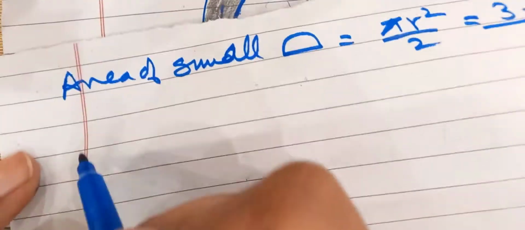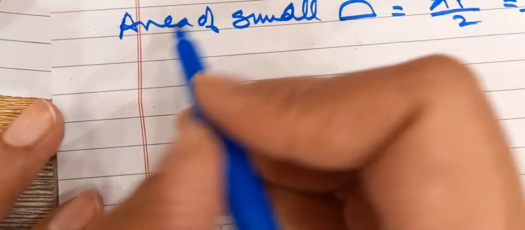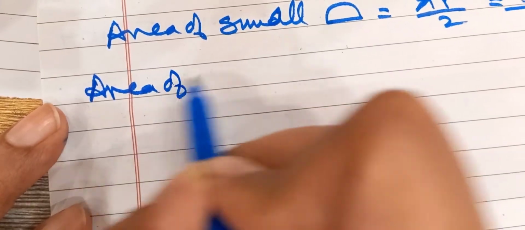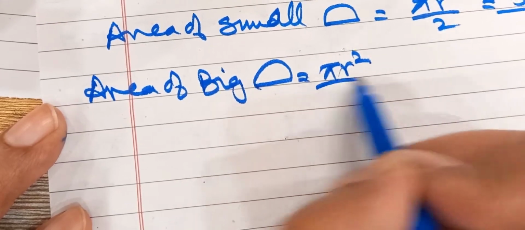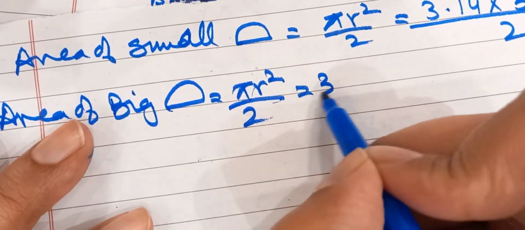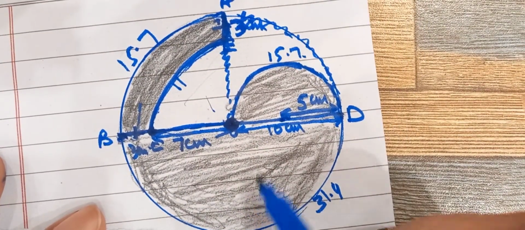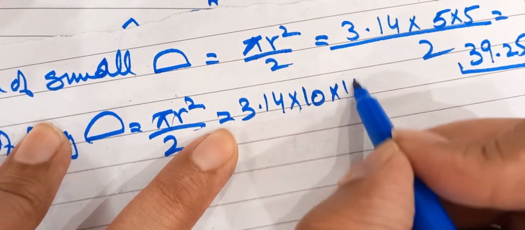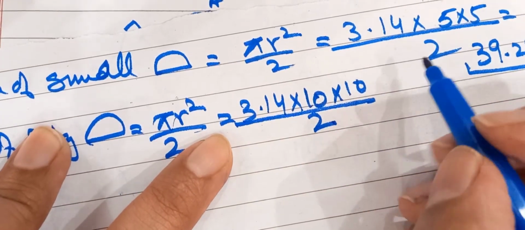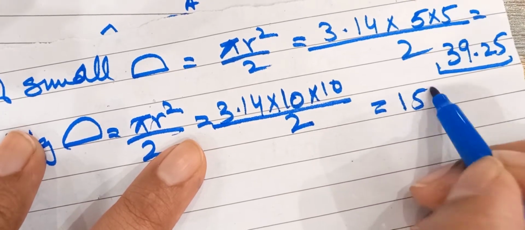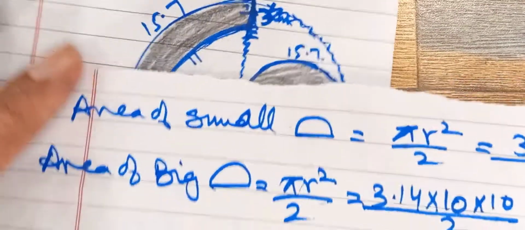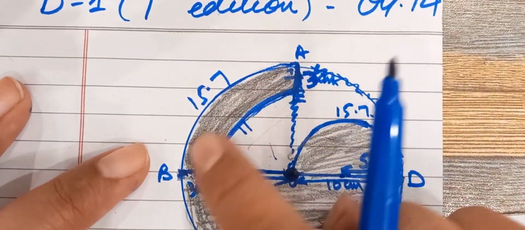Now area of big semicircle is equal to pi r square over 2 is equal to 3.14 into r. Here this is the big semicircle and its radius is 10. So into 10 divided by 2, and I will get the required result, which is equivalent to 157.